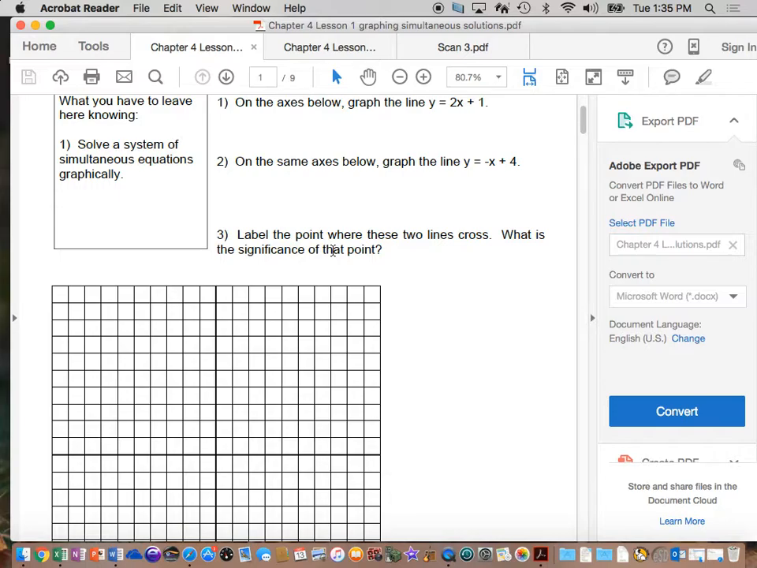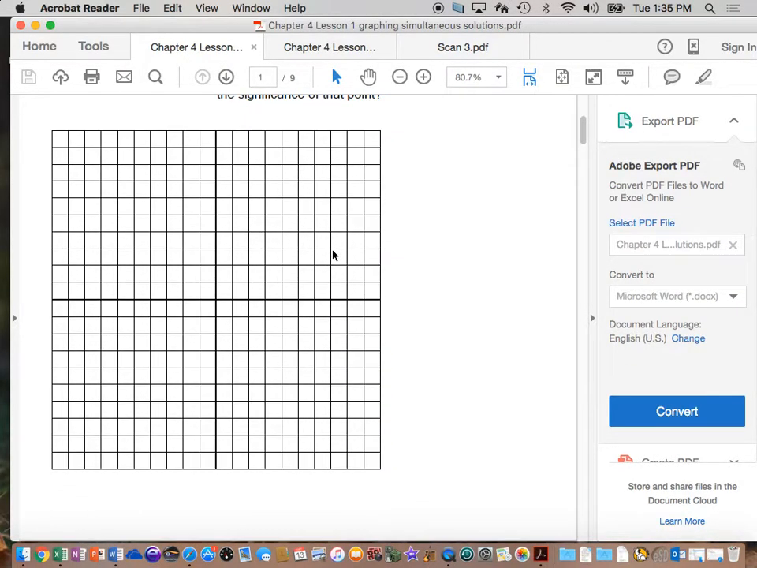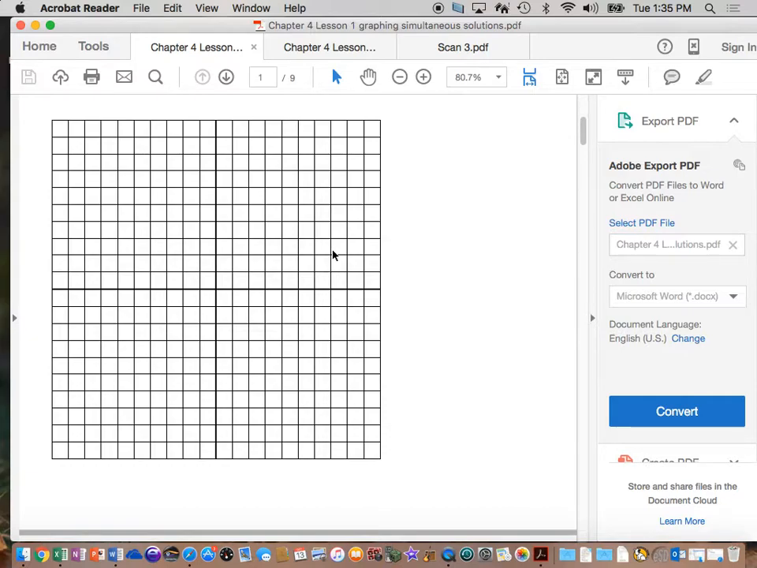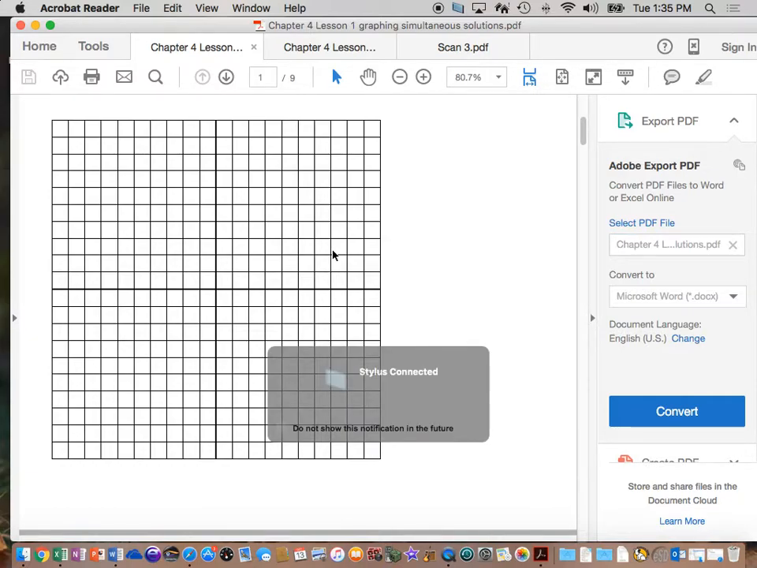Okay, so, on the axis below, graph y equals 2x plus 1. Then on the same axis, graph y equals negative x plus 4. And at what point do the lines cross? This is today's lesson. If you're able to understand what I'm going to show you now, then you understand what you came in here today to learn how to do.